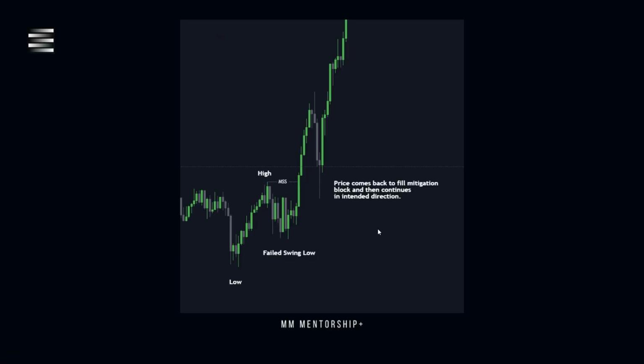Bullish example, right? We have a low, high, failed swing low, market structure shift with this impulse. Price comes back down and then shoots away, right? What does price do after rebalancing inefficiencies? Seeks liquidity.